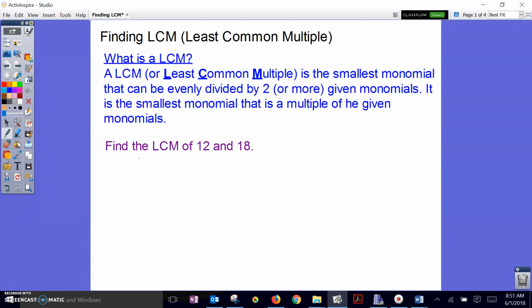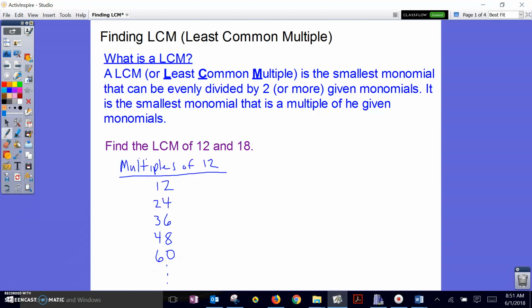So let's look at a first example and see the idea behind this process. We're going to find the least common multiple of 12 and 18. On its basis, we're looking for the smallest number that is a multiple of both of these numbers, 12 and 18. One way we could approach this is to start making a list and list out the multiples of 12. 12 times 1 is 12, 12 times 2 is 24, 12 times 3 is 36, 12 times 4 is 48, 60, etc.